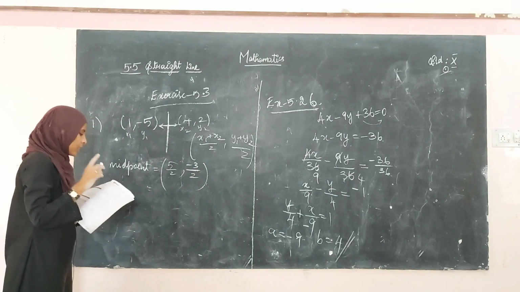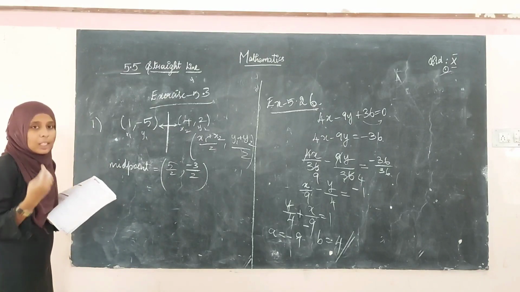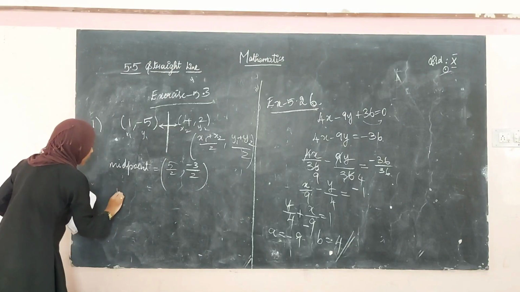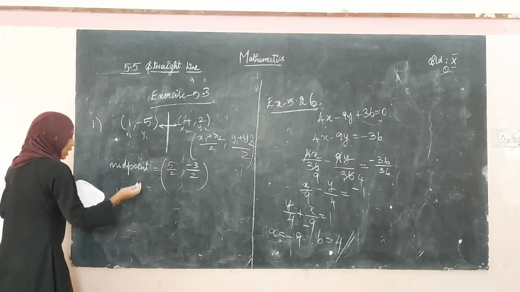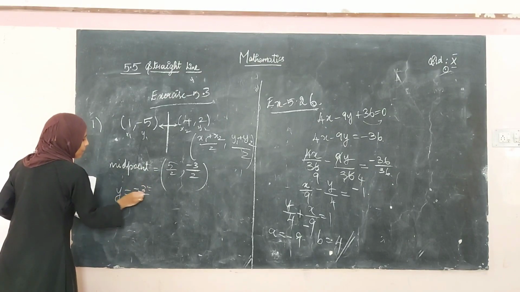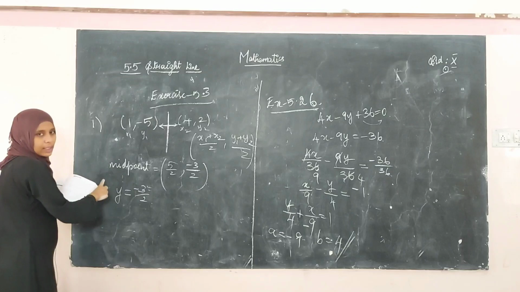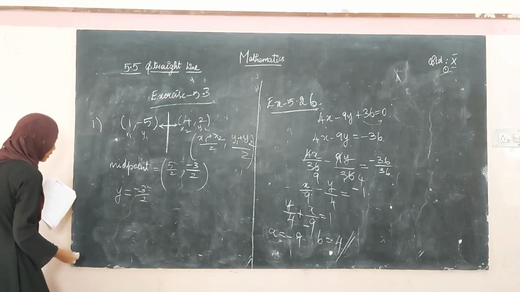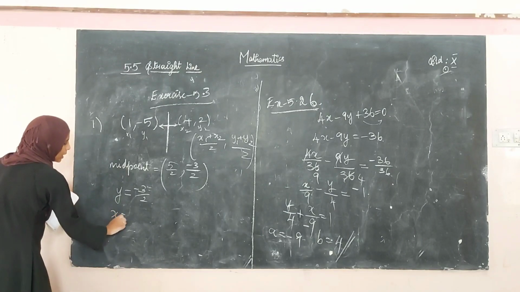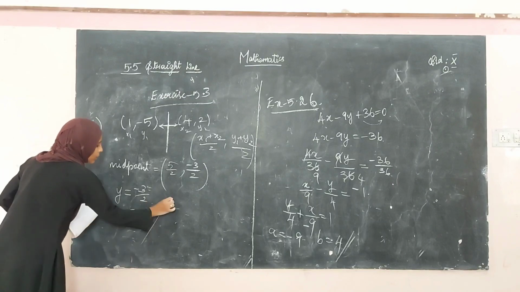What they have given in the first subdivision is that it is parallel to x-axis. Parallel to x-axis means y will be equal to the y value of the point, minus 3 by 2. It is parallel to x-axis, and when the line is parallel to y-axis, x will be equal to 5 divided by 2. This is the equation.